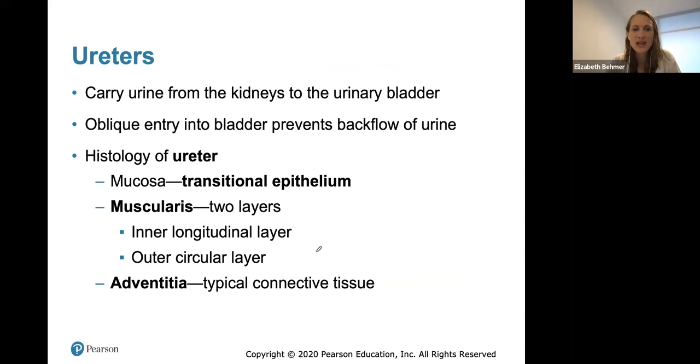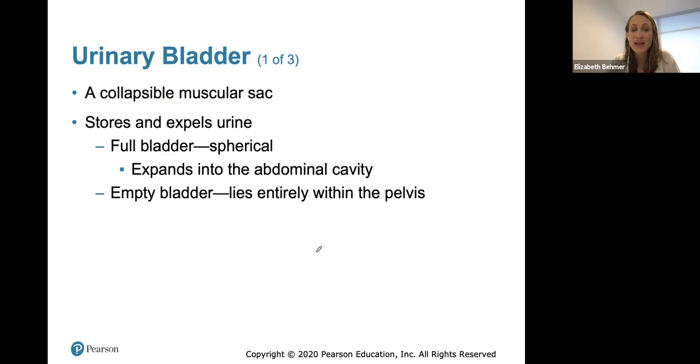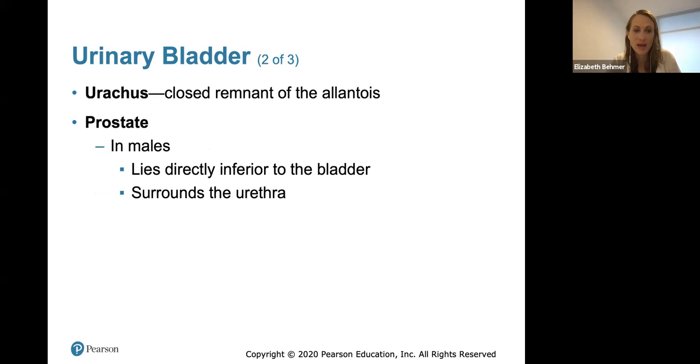The ureters then carry urine from the kidneys to the urinary bladder. There's an oblique entry into the bladder to prevent the backflow of urine. For the histology of the ureter, we have a lot of transitional epithelium, some muscularis layers and adventitia, and you can see those layers of the ureter shown there. The urinary bladder is collapsible. It stores and expels urine. A full bladder gives it a spherical shape where it expands into the abdominal cavity, and an empty bladder will lie entirely within the pelvis.